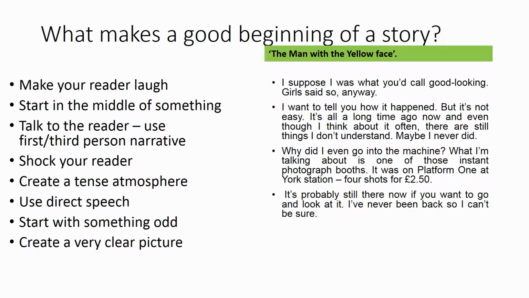He talks about the instant photograph booth. He tells us how much it costs, 4 shots for £2.50. He tells us where it is. It was on platform 1. And then later on as well, he describes where he is, platform 1, York Station. So it does create a clear mental picture of where the story is positioned, and this young man, that something's going to happen to change this young man's life forever.